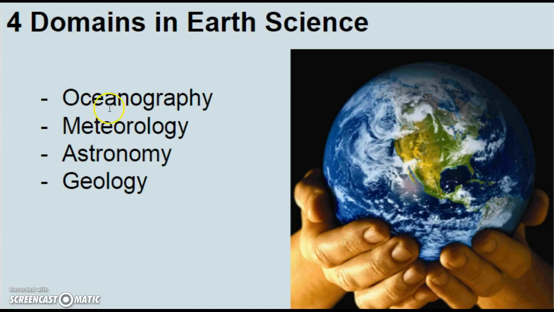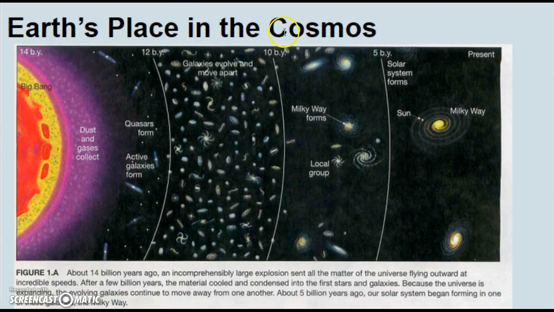The 4 domains in Earth science that we'll be studying in this class, the scope and scale, include oceanography, meteorology, astronomy, and geology. Here we can look at the Earth's place in the cosmos. And a really cool storyline that goes with how and where it all came from is about 14 billion years ago, an incomprehensibly large explosion sent all the matter of the universe flying outward at incredible speeds. After a few billion years, the material cooled and condensed into the first stars and galaxies. Because the universe is expanding, the evolving galaxies continue to move away from one another. About 5 billion years ago, our solar system began forming in one of these galaxies that we call the Milky Way. We live in the Milky Way galaxy.